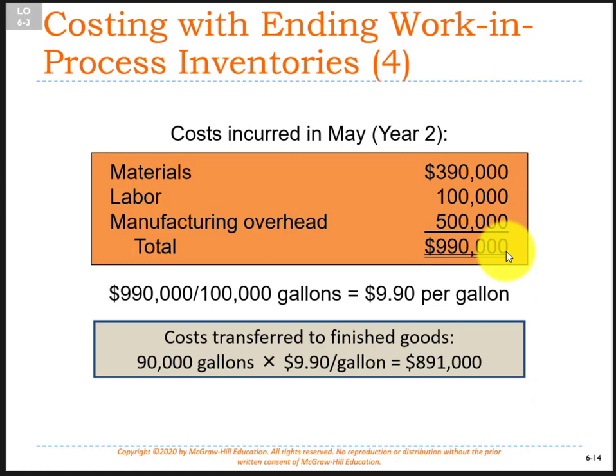So when we make our journal entry, when we transfer our cost of finished goods, we're going to transfer 891,000. We're going to credit work in process 891,000. We're going to debit finished goods 891,000. And that's the 90,000 gallons that were physically transferred times the $9.90 per gallon. So we've now taken these costs and allocated them. We're using an estimate, because that 50% complete is an estimate, between those things that are finished and those things that are halfway finished.